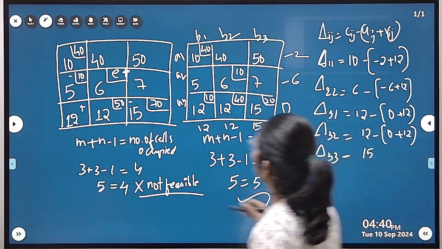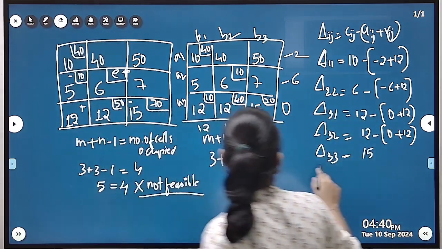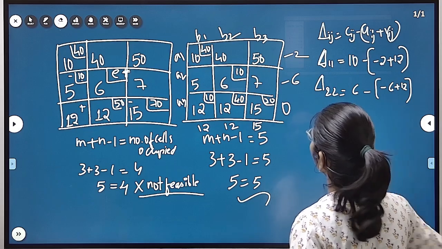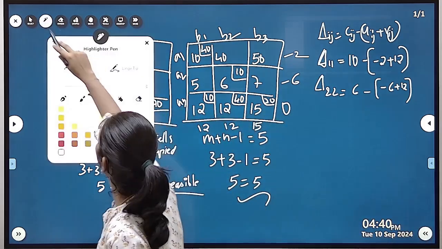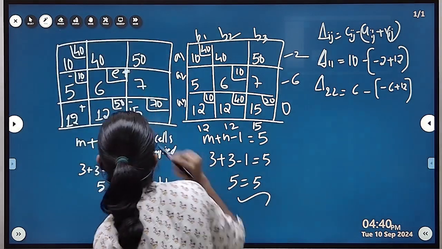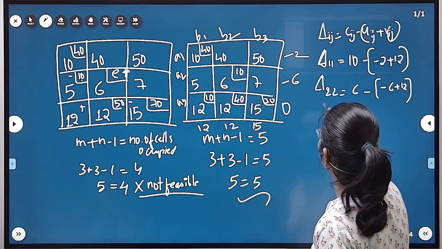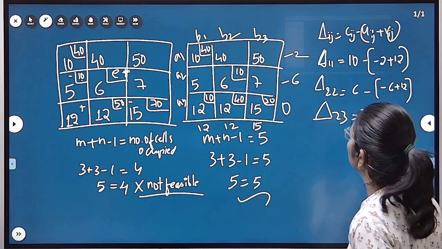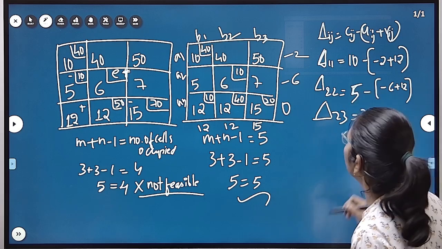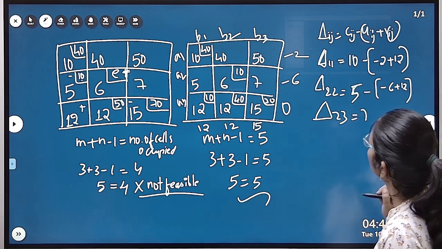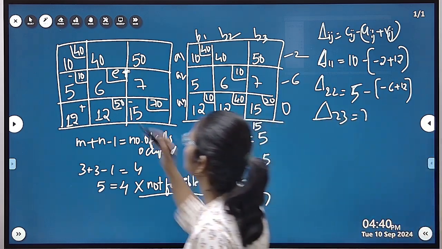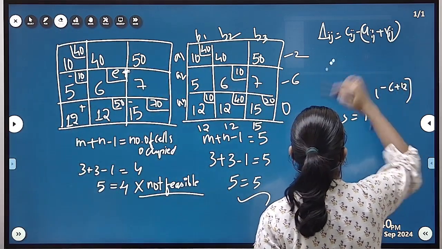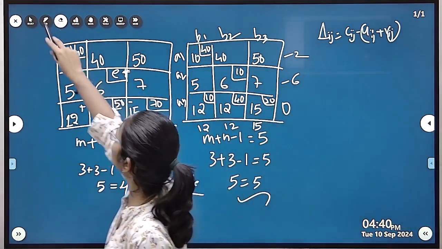Okay, sorry, we are doing this for allocated cells. Sorry. So we need to do this optimality test only for unallocated cells, right? So this 2,3 is equal to 5 minus 6 plus 12. Sorry, I'm a little confused. So we need to do it for unallocated cells.